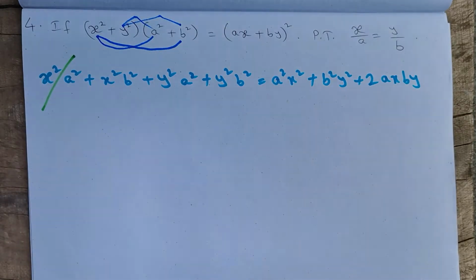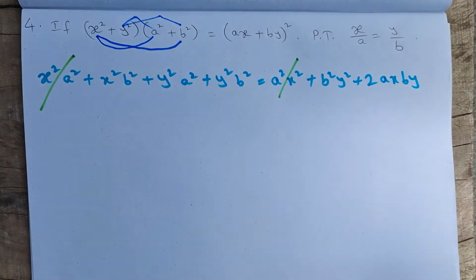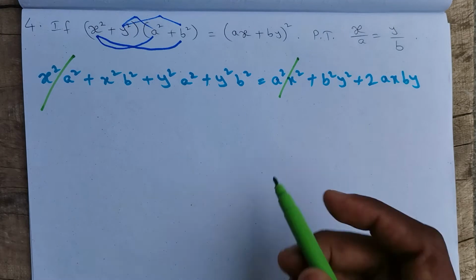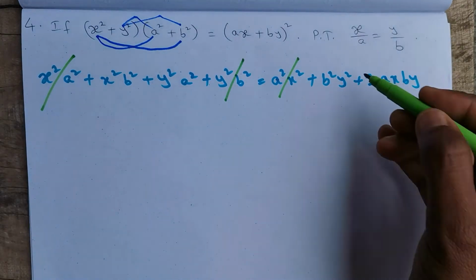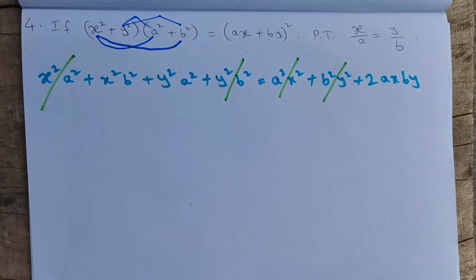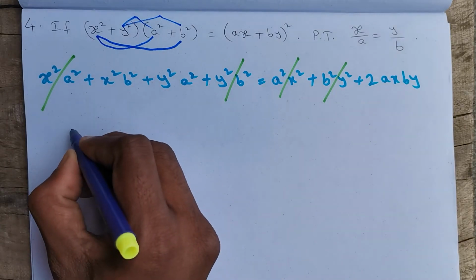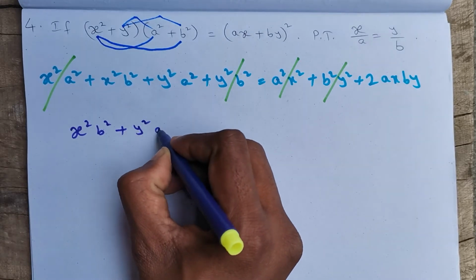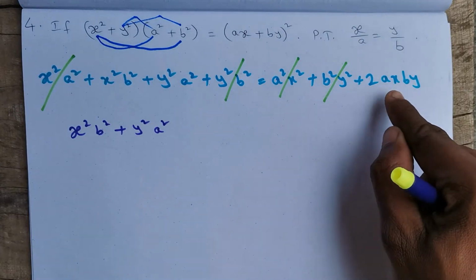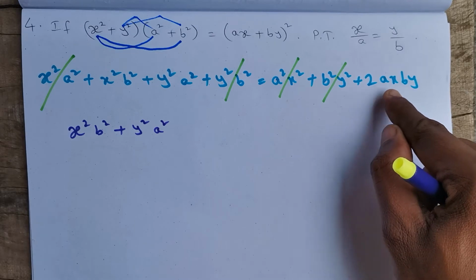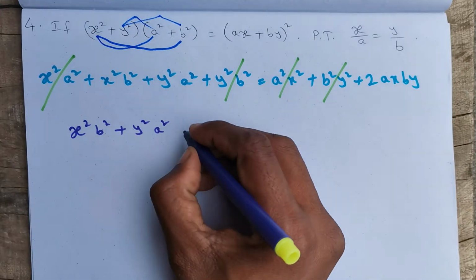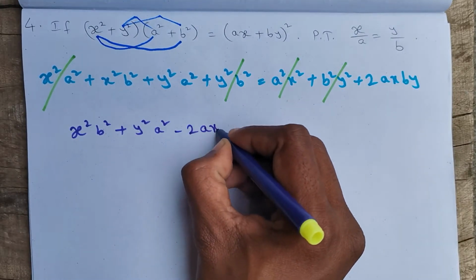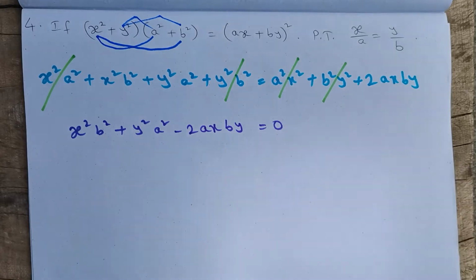Now, on the left side x square a square and on the right side x square a square cancel. On the left side y square b square and on the right side b square y square, both will get cancelled. So what are we left with then? x square b square plus y square a square. On the right side we have 2axby. This I am bringing towards the left side, so minus 2axby is equal to 0.